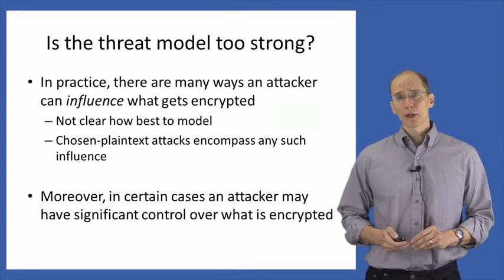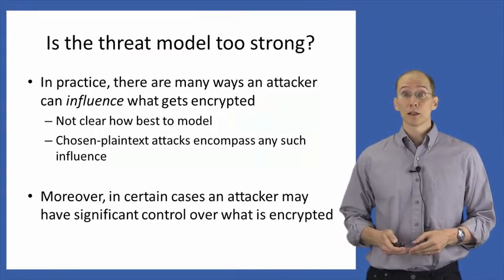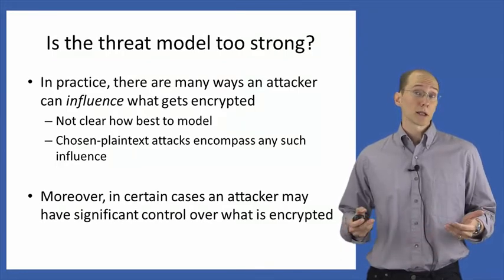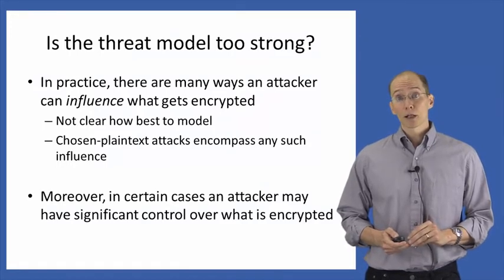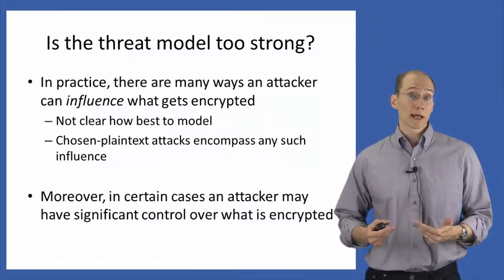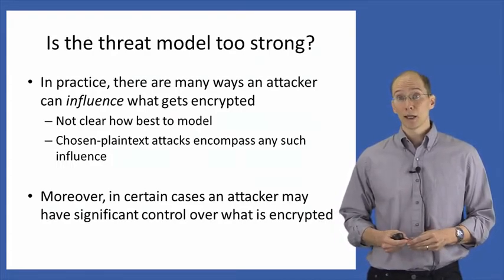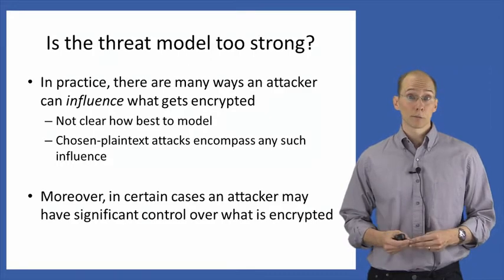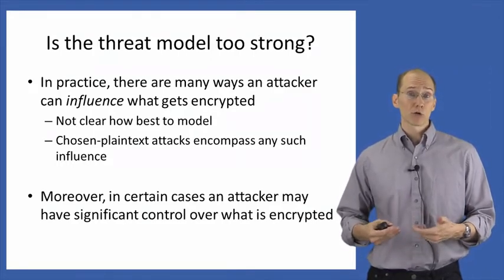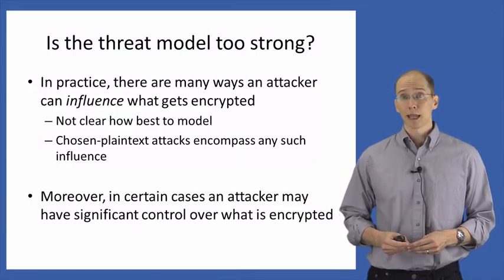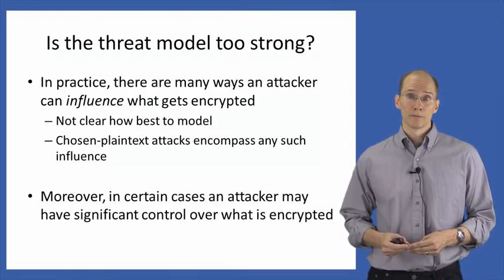You can ask whether this kind of threat model is really too strong. In the picture, we're giving the attacker the ability to request encryptions of any messages of its choice as many times as it likes. I would argue that this threat model is not too strong, and it represents a realistic threat that we need to be concerned about. In practice, there can be many ways that an attacker can influence what the honest parties encrypt. It's not clear how best to model this, but by defining a strong notion of security against chosen plaintext attacks, we automatically encompass any such influence on the part of the attacker.